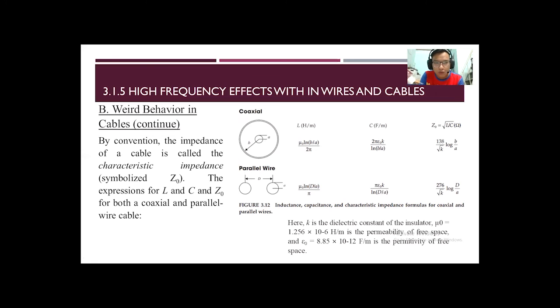So we come to the impedance of the cable. The impedance of a cable is called the characteristic impedance, symbolized Z0, with L and C: L is inductance and C is capacitance. This is for a coaxial cable. It is just a formula.